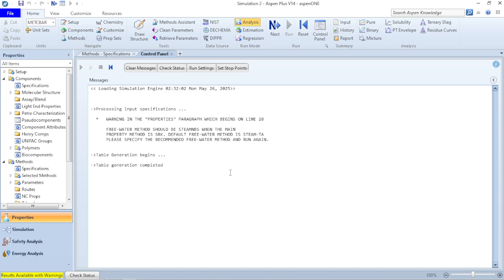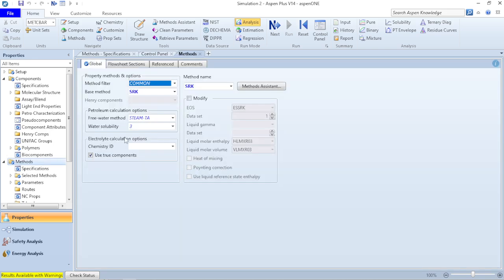This is telling us that we have results available with warning, and it's saying our free water method should be STEAM-NBS. This is the steam table, STEAM-NBS, when the main property method is SRK. So what we just need to do is go to our method. Under free water, we just change it to STEAM-NBS, and then click on next and we run.